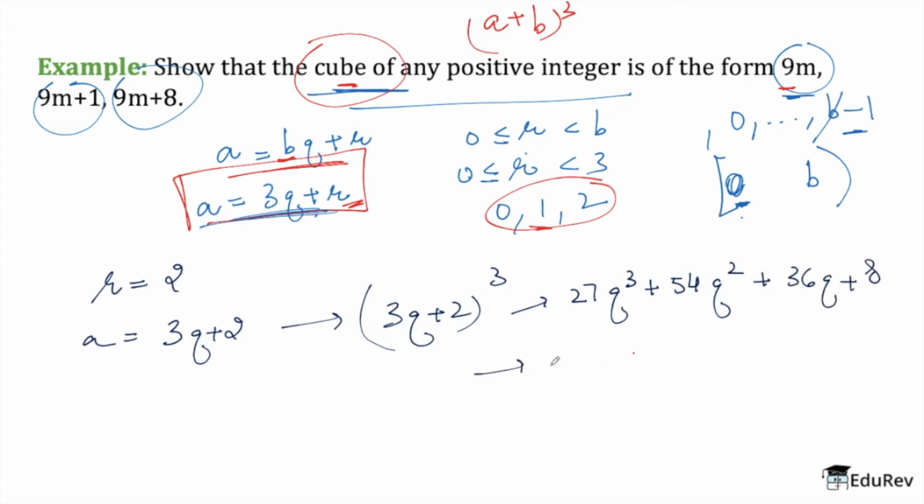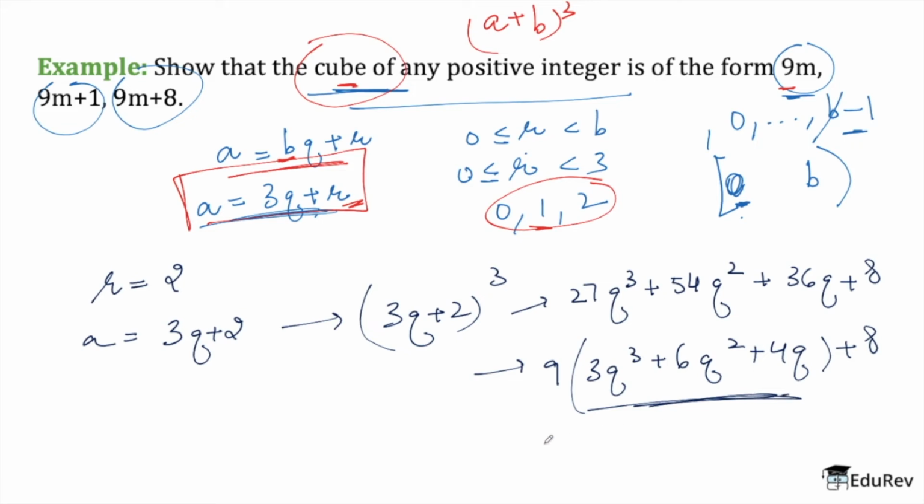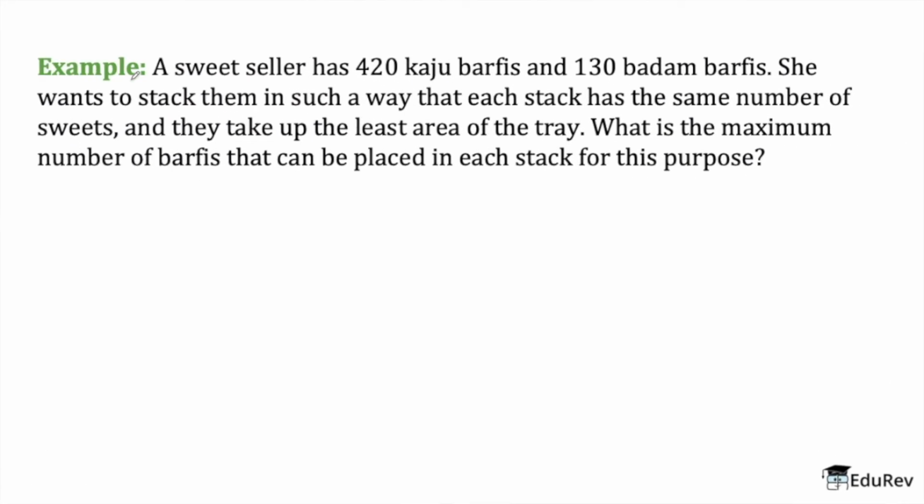Similarly, I'm going to take 9 as common, so it's going to be what? 3q cube plus 6q square plus 4q plus 8. Again, I'm going to assume this value as m, so it will be what? 9m plus 8. So we have just shown that the cube of any positive integer will be of the form 9m or 9m plus 1 or 9m plus 8. I hope you people have understood this. So let's do one more question on the same topic.